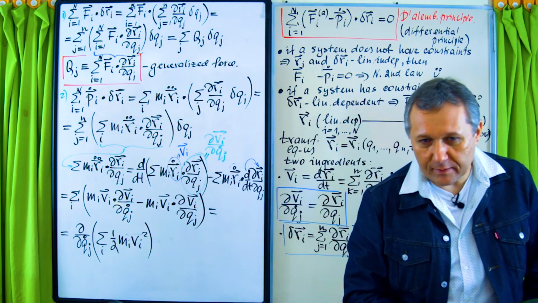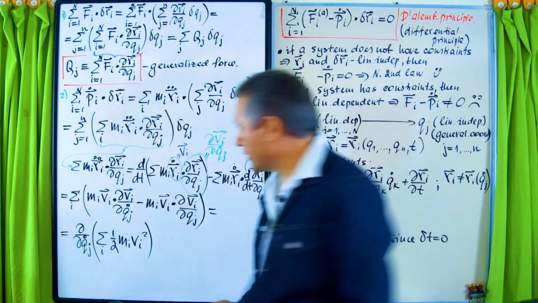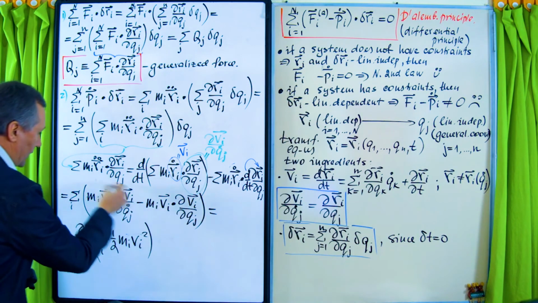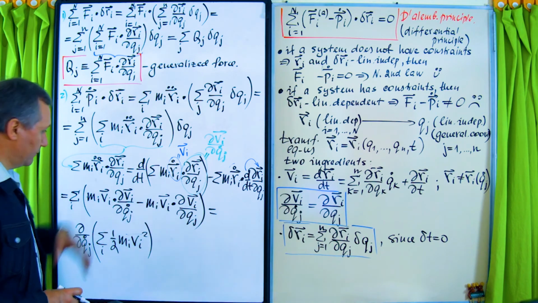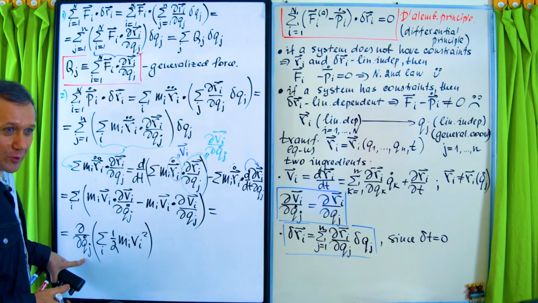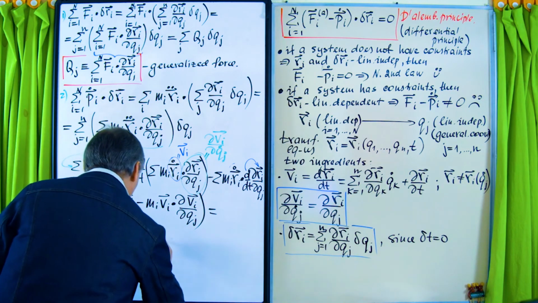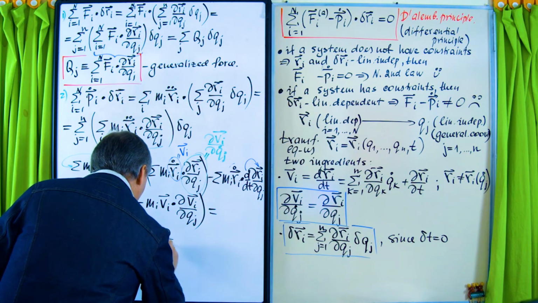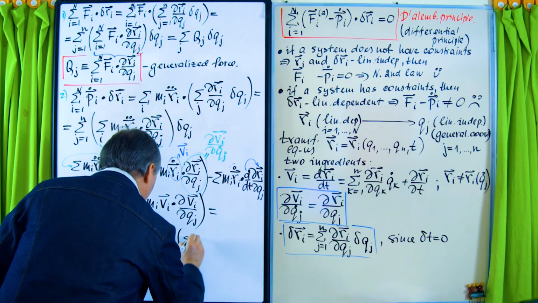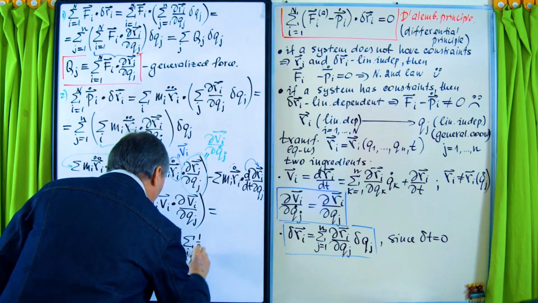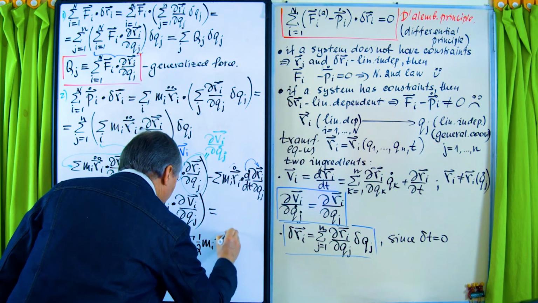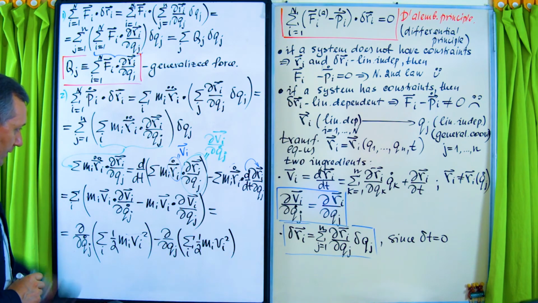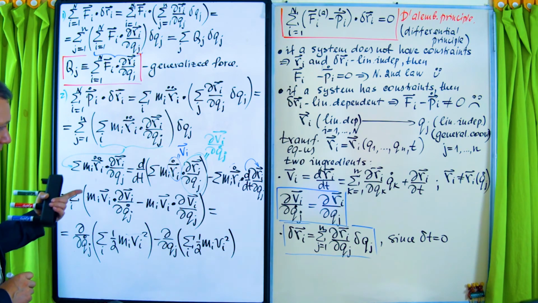Now let's do very similar with the second term, because the structure over here and over there is very similar, except here we have q dot and here we have q. So let's differentiate with respect to q instead of q dot in the second term. So minus a partial derivative with respect to qj, and again summation over I of 1 over 2 mi vi squared. If I differentiate, the 2 disappears, mvi and yep.